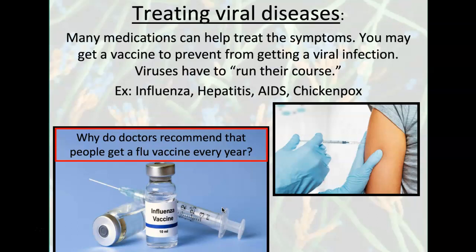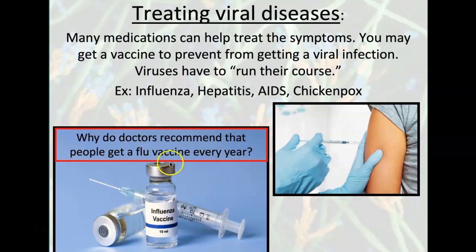How do you treat viral diseases? Well, diseases that are caused by viruses just have to run their course. So you need to get plenty of rest and drink lots of fluids and eat healthy. So vaccines are one way that you can prevent from getting diseases. Vaccines are usually going to be targeting viral diseases, although there are a few vaccines that are for bacterial diseases.